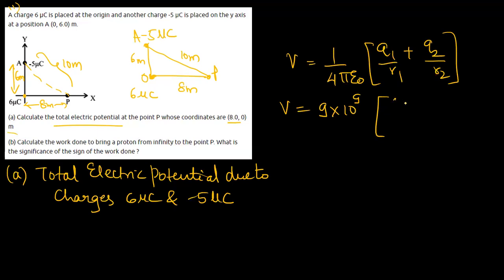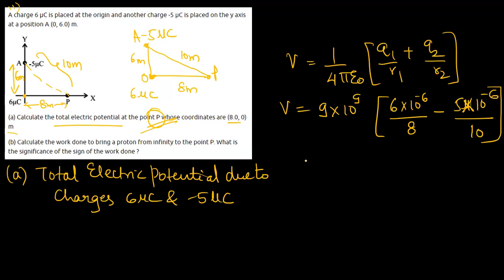6 microcoulomb, 6 into 10 raised to minus 6. It is at a distance of 8 meters to point P. I need to find the potential at point P, so I'll take that distance. Minus, why am I writing minus? Because the next charge is a minus charge, minus 5 microcoulomb. Micro means 10 raised to minus 6, divided by the distance, which is 10 meter to P. So O to P is 8 meter, A to P is 10 meter.